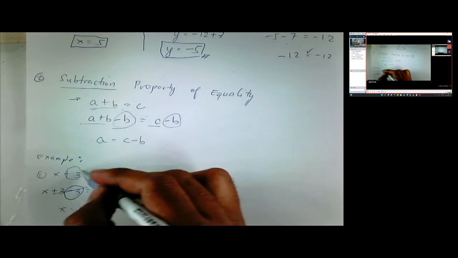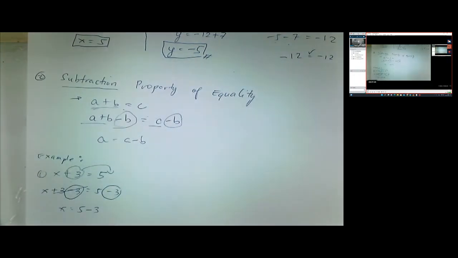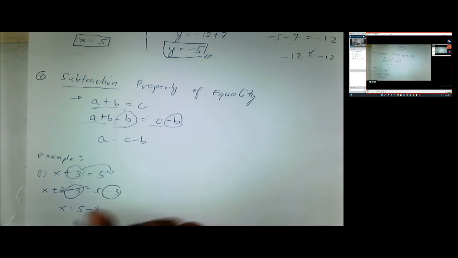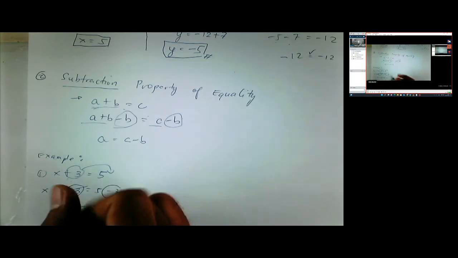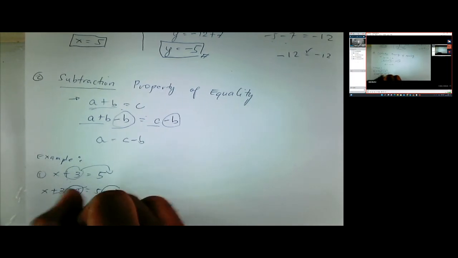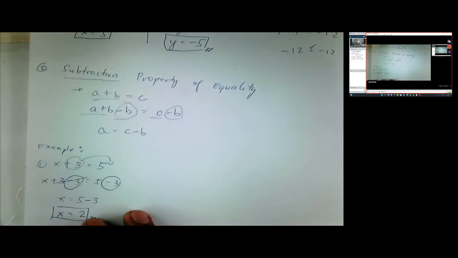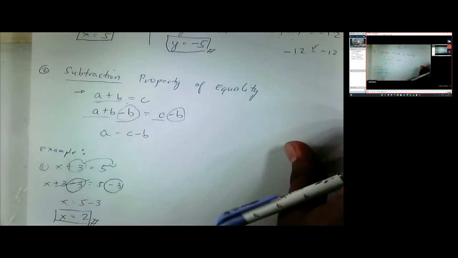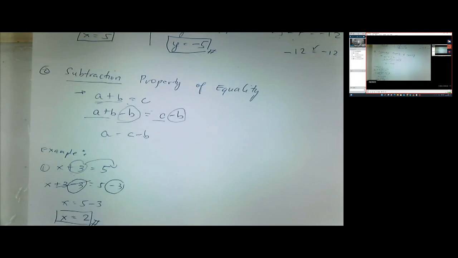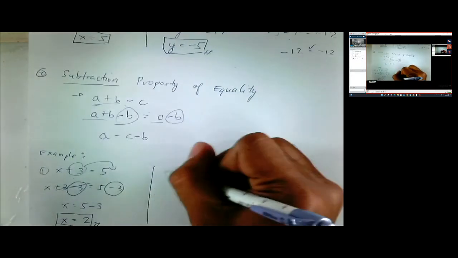Okay, it's like we just transposed it onto the other side. Since this is positive, you transpose it to make it negative. Put it onto the other side, change the sign. And so you will have x is equal to 5 minus 3, which is equal to 2. And this will be the solution to the given equation. Okay? Understand? Good.